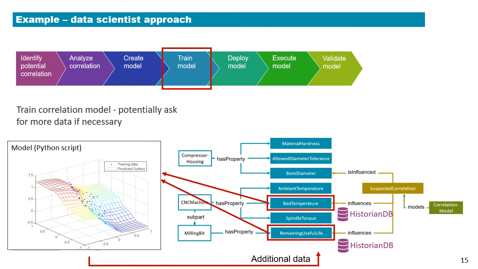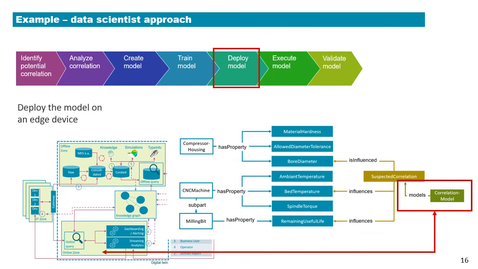The knowledge graph can once more be referenced in order to find the correct data to train the AI model. If it is found that the AI model is not accurate enough, the data scientist can also use the knowledge graph to find out how additional data can be created. Information on the deployment of the model is then also added to the knowledge graph. This will reference the data architecture shown earlier.